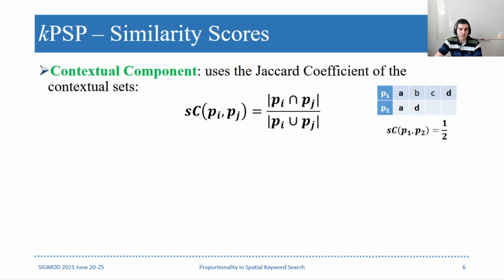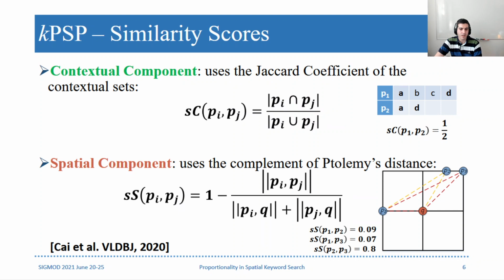The contextual component uses the Jaccard coefficient as a contextual similarity measure between the contextual sets of two places. The spatial component uses the complement of Ptolemy's distance as a spatial similarity measure, which we have previously proposed in our work in VLDBJ.